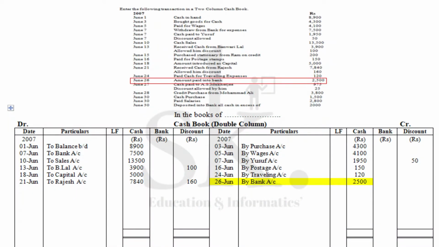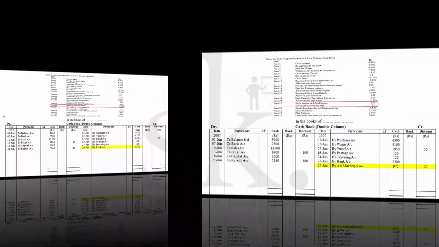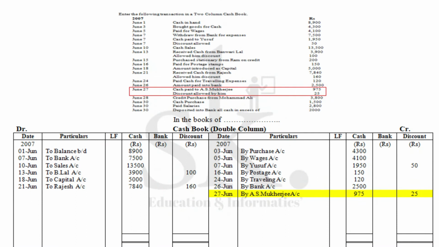On 26th of June, amount paid into bank rupees 2,500. So you have deposited cash into bank. The journal entry will be bank account debit to cash. Therefore, in the cash book on the credit side, it will be by bank account, and in the cash column we have written 2,500.